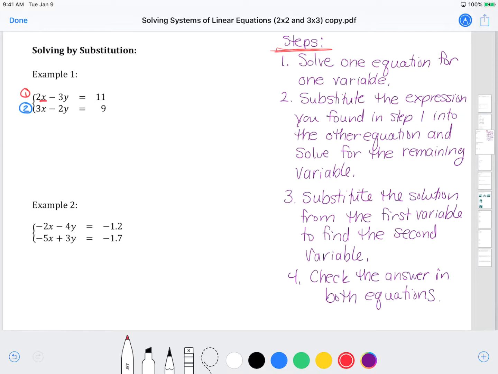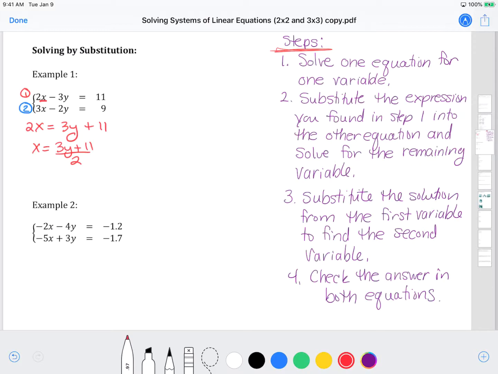I'm going to pick the first equation and solve for x. So now I'm just working in step 1. I'm going to pick one equation and solve for one variable. So I'm going to isolate that x by adding 3y to both sides, and then divide both sides by 2. So now I have an expression for x in terms of y.